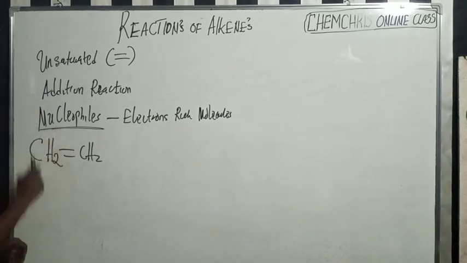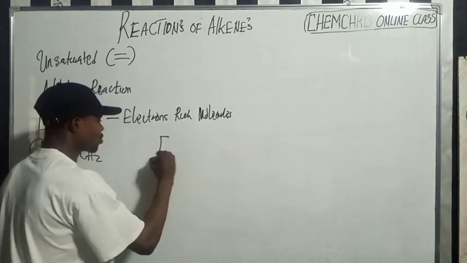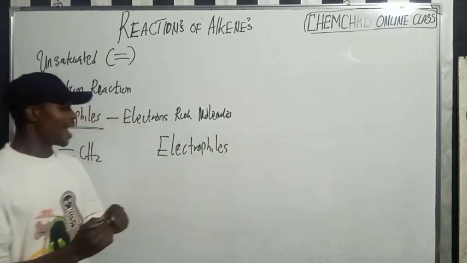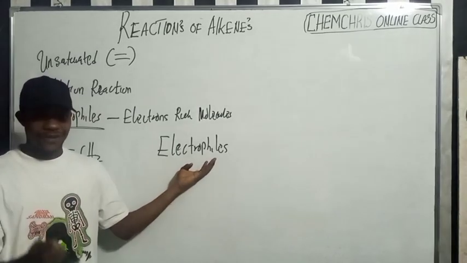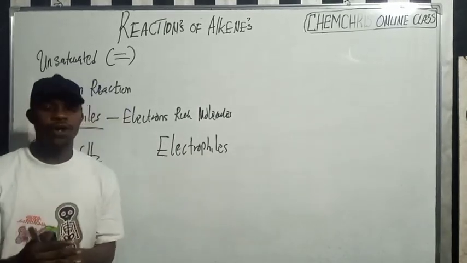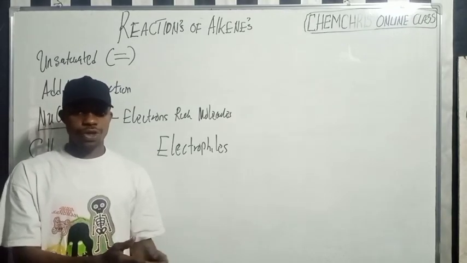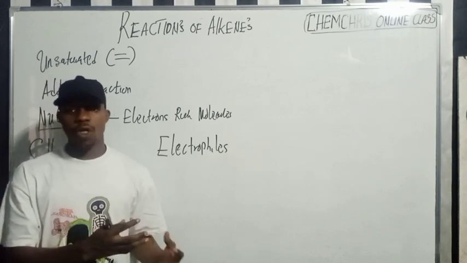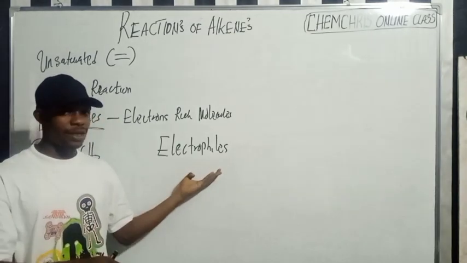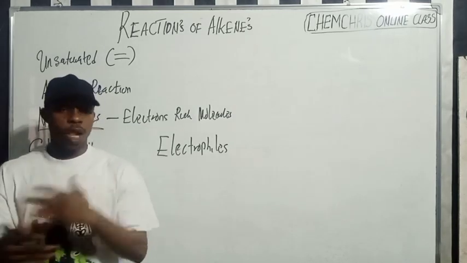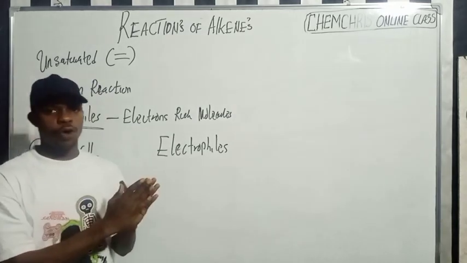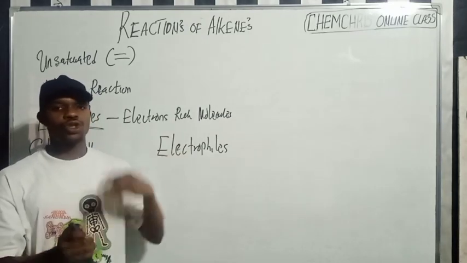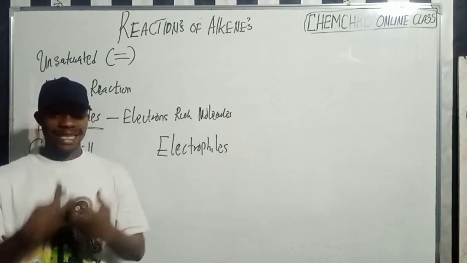So here we have nucleophiles, and we also have electrophiles. Electrophiles are electron-deficient atoms or electron-seeking atoms. Those species that seek electrons in an organic reaction are called electrophiles. We are going to look at them very soon. But understand that for a reaction to occur, you must have a nucleophile and an electrophile. The nucleophile donates the electron, and the electrophile accepts the electron.